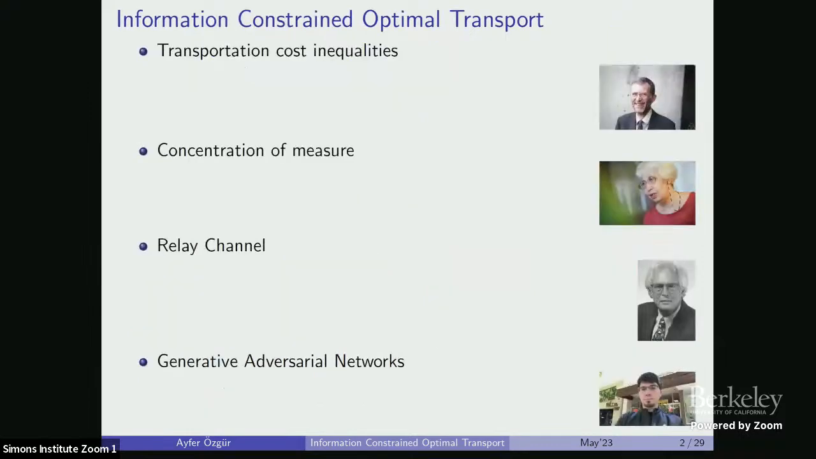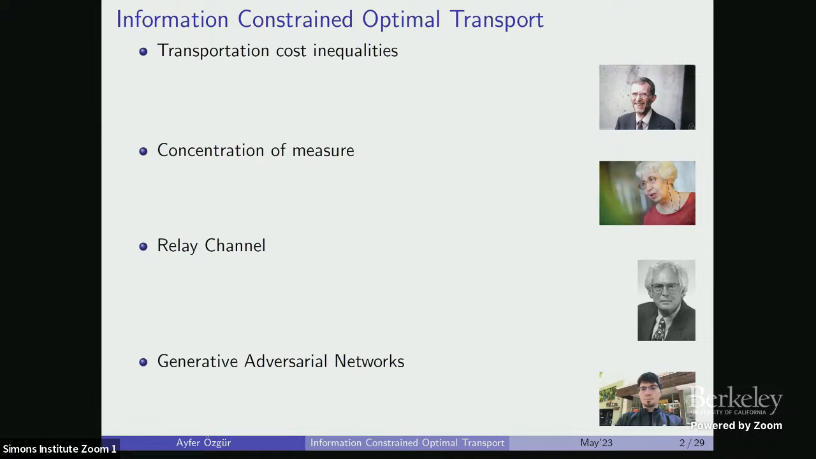What we'll try to do in this talk is to see how this notion of information constraint optimal transport relates to a couple of things here. The first thing will be the work of the French mathematician Talagrand, his work on transportation cost inequalities. And then we'll see how it relates to the work of the famous information theorist, Katalin Martin. Her claim to fame is to establish this connection between transportation cost inequalities and concentration of measure.